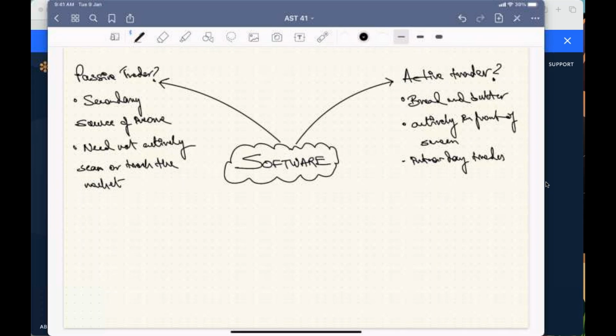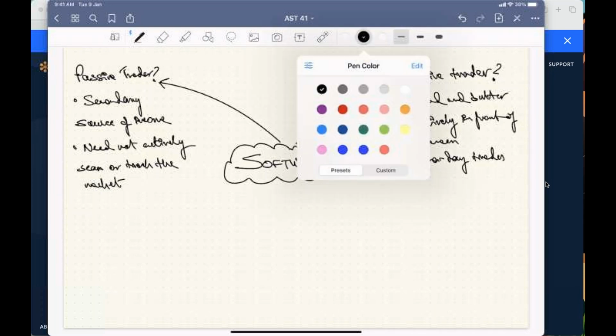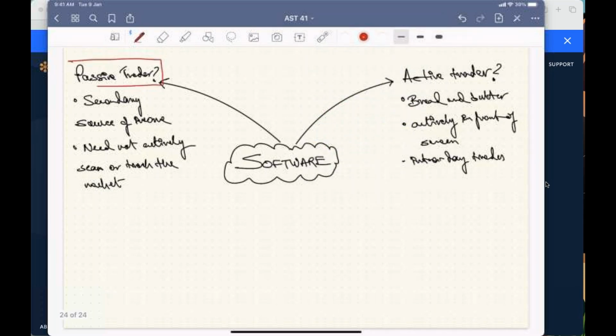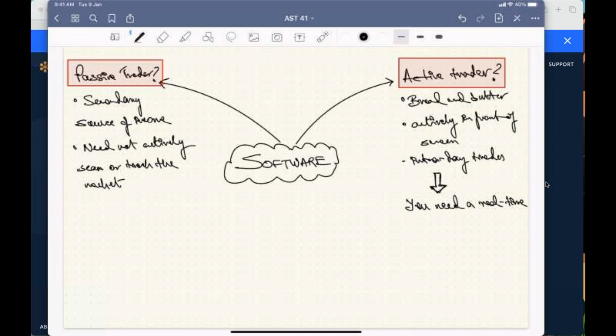He wants to create a portfolio of stocks. It can be a trading portfolio, it can be an investment portfolio. This differentiation is extremely important. Where do you stand? Are you an active trader or a passive trader? This is the first step that you should answer yourself. Once you've answered that, if you are an active trader, then of course you need an active software. You need a real time software.